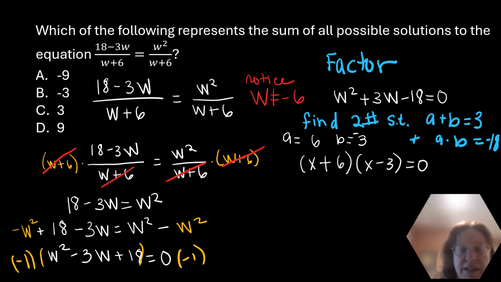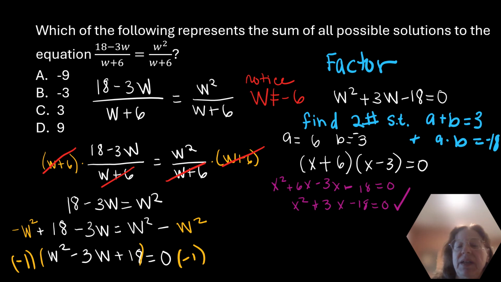And if you want to check it, it's not a bad idea. Let's use the FOIL method. w squared plus 6w minus 3w minus 18 equals 0. So then we get back w squared plus 3w minus 18 equals 0, which was the original problem, and it works.